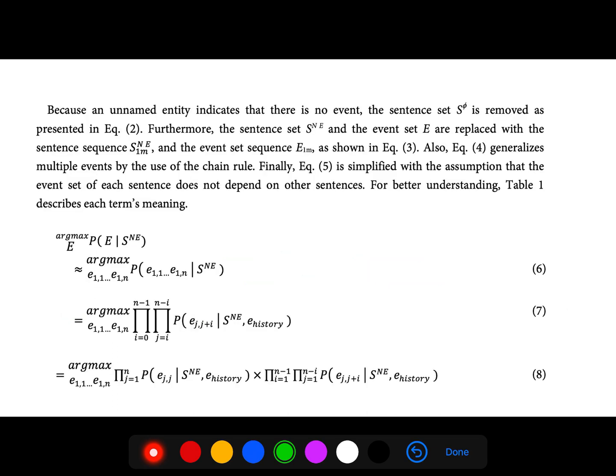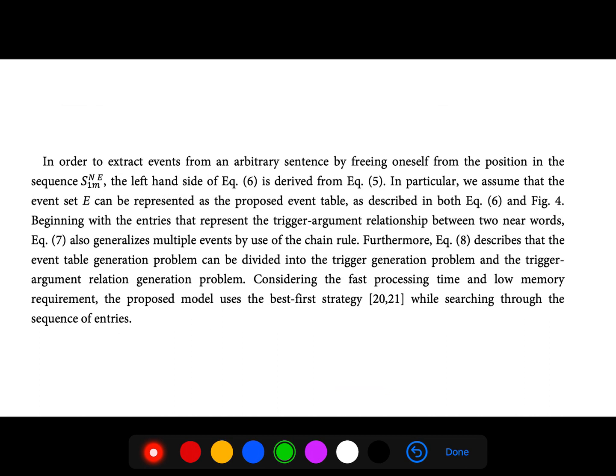Because an unnamed entity indicates that there is no event, the sentence set is removed. So the sentence set and the event set are replaced with the sentence sequence and the event set sequence. You see that it is simplified like this. But in order to extract events from an arbitrary sentence, freeing oneself from the position in the sequence, we assume that the event set can be represented as the proposed event table. So beginning with entries that represent the trigger-argument relationship between two near words, it also generalizes multiple events by use of the chain rule.